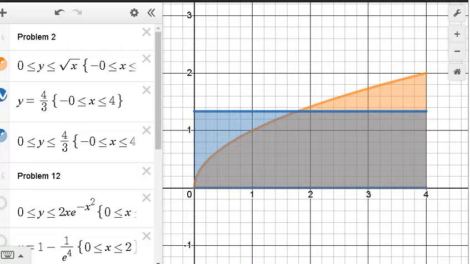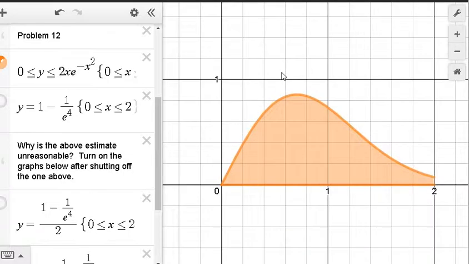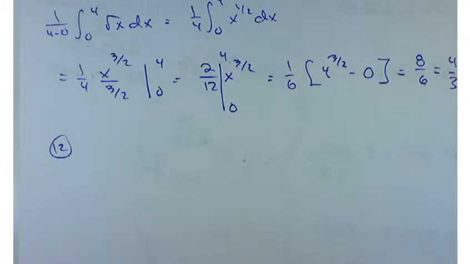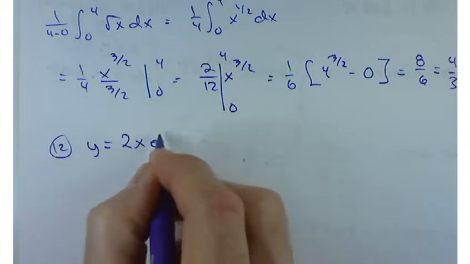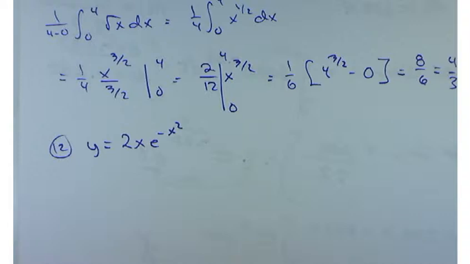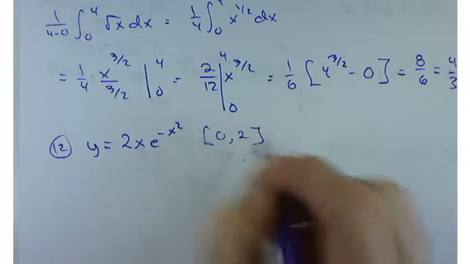So let's do that again, find another average value. We'll do it for problem number 12. So I'll shut these off, and we'll work on problem number 12. And let's zoom in here a little bit. So problem number 12. Y equals 2x e to the negative x squared. I think the interval is 0 to 2. Is that right? Let me just take a look here. Yeah, 0 to 2. That's our interval.